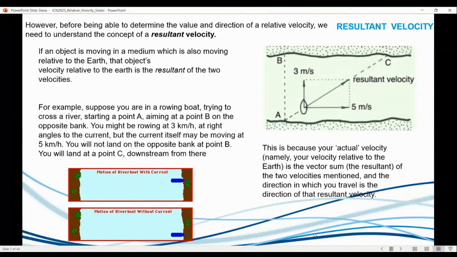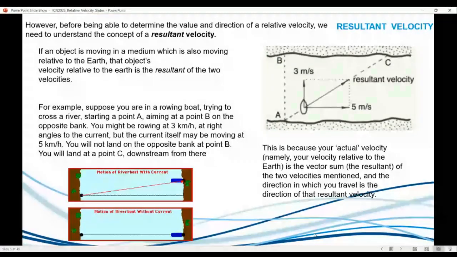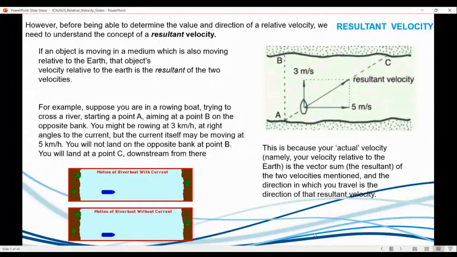But obviously, before we determine the relative velocity, we need to understand the resultant velocity. So I'm just going to demonstrate a small example of what we need to do. Okay, so if an object is moving in a medium, which is also moving relative to the Earth, the object's velocity relative to the Earth is the resultant of the two velocities. So that's what I'm essentially talking about. Typically, the mediums we are referring to are air and water, and when we add up the velocity of, let's say, a boat to the river, it's all relative to the Earth.